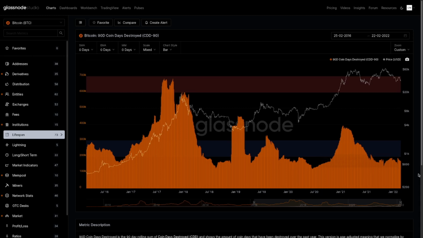So it gives us that bit of a roadmap to understand what's going on. And as we watch the RHODL ratio pulling back, we start to look for when it's going to enter that sweet spot of the balance between old and new holders.